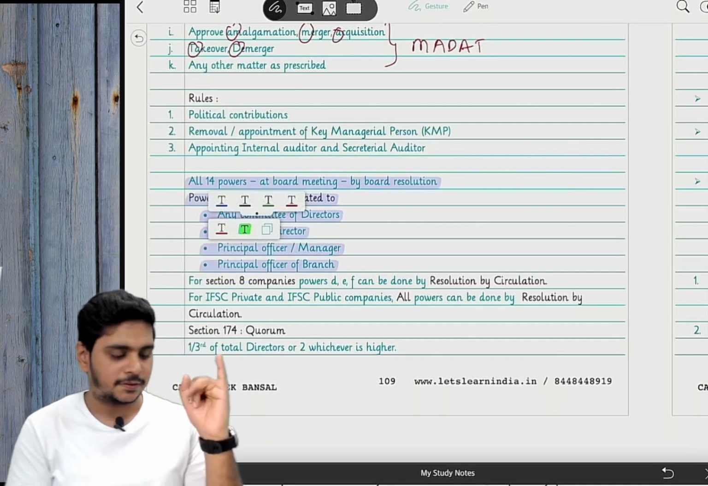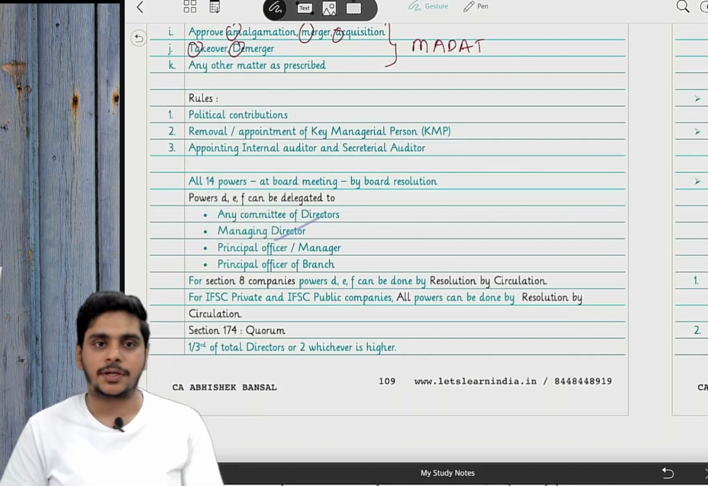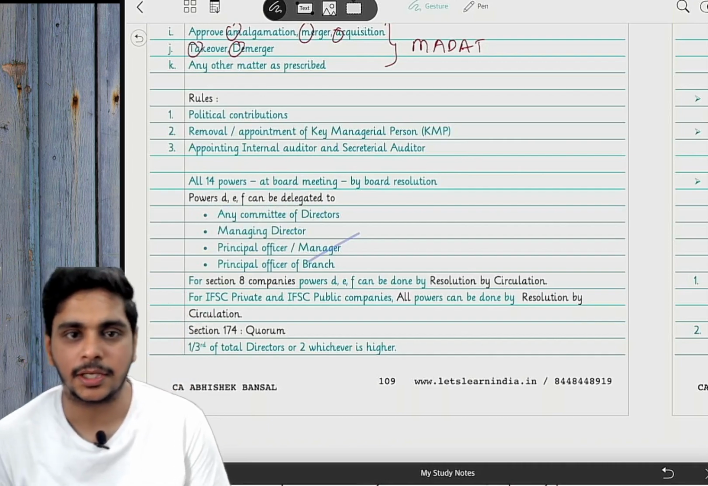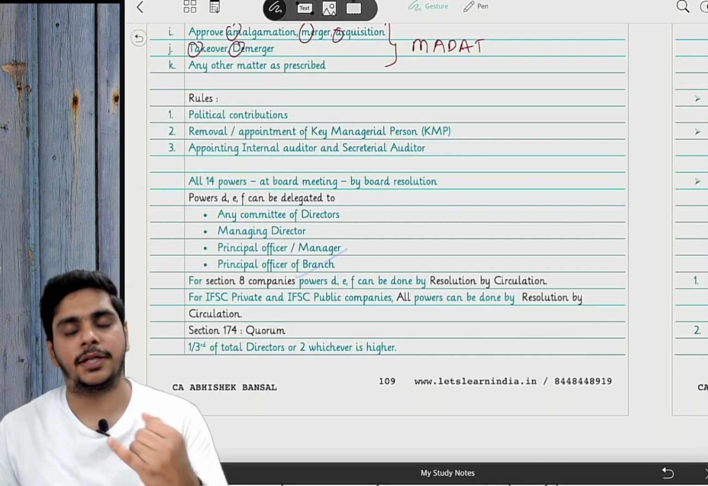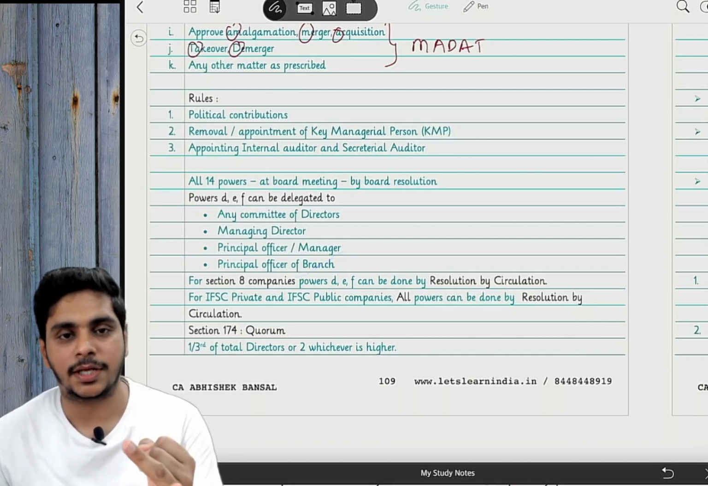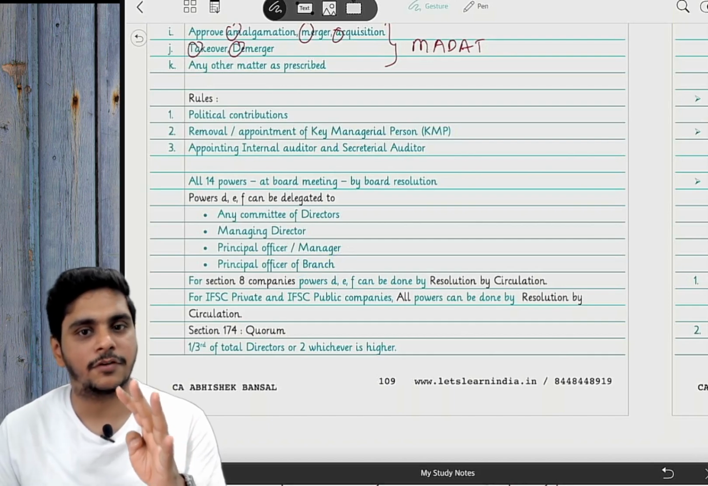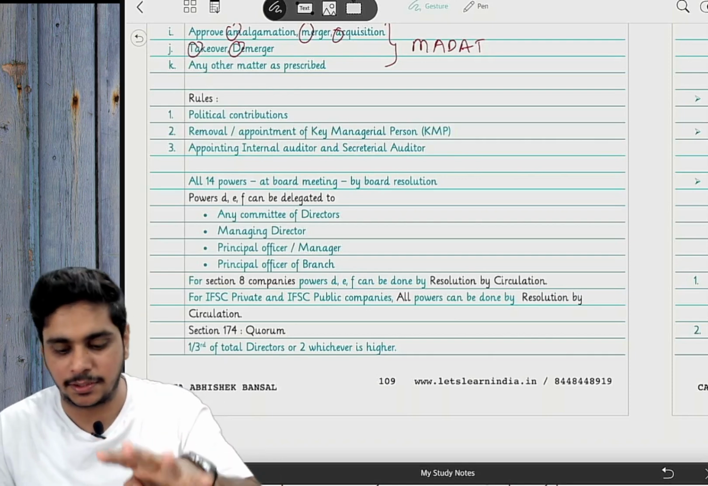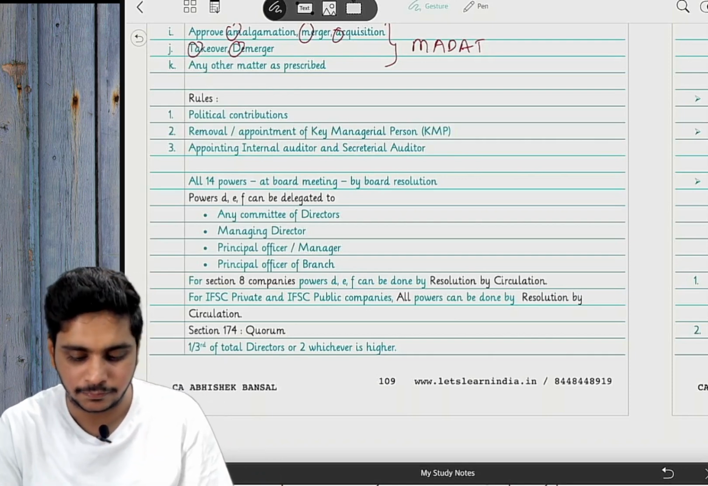A committee of directors, or a managing director you can delegate it to. Then a principal officer or manager you can delegate it to, or a principal officer of a branch. So you can delegate to a committee of directors, or managing director, or a manager, or a principal officer of a branch. So DEF can be delegated to 4 people.